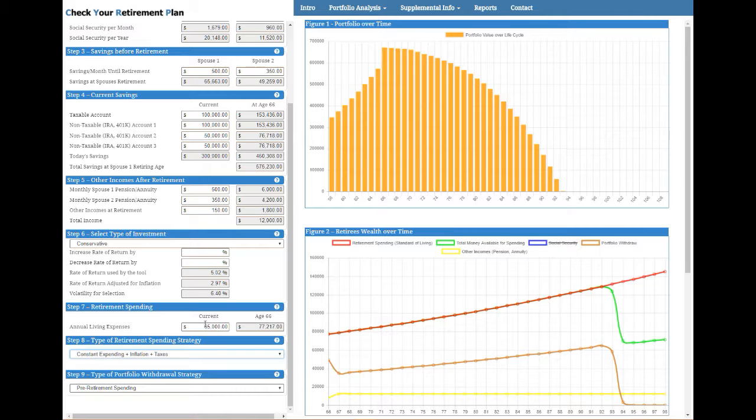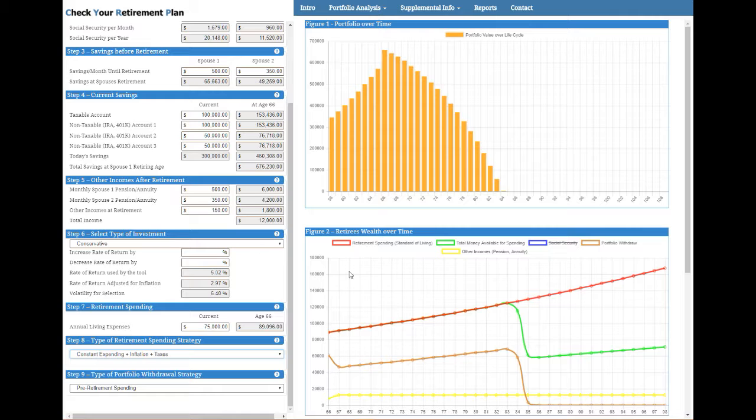Now, let's play the what if game. How many years will my portfolio last if my annual expenses increase to $75,000? According to the charts and tables, the portfolio will be depleted at Spouse 1 age 83, but what if the expenses are reduced to $60,000? Then the portfolio will last until Spouse 1 age 101.